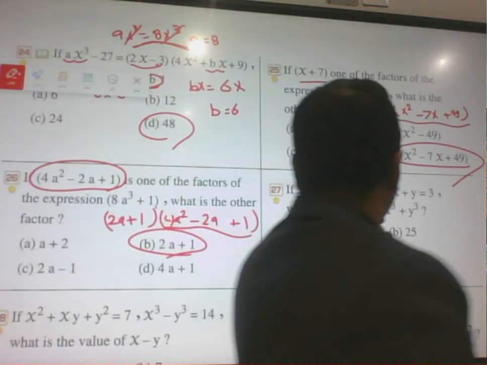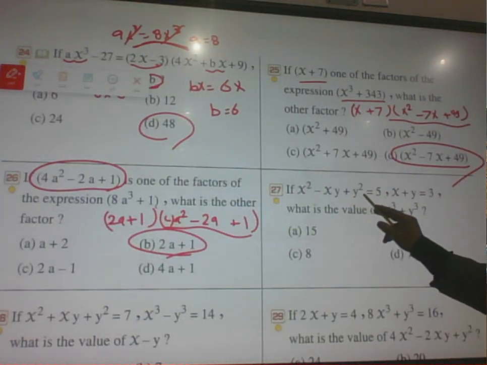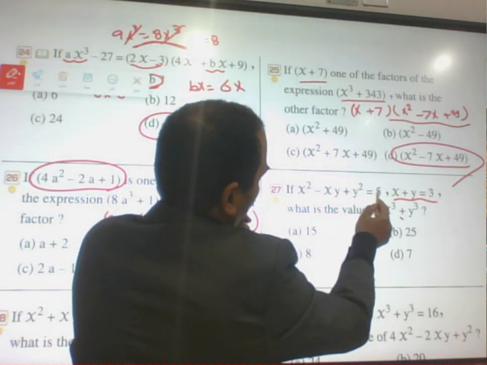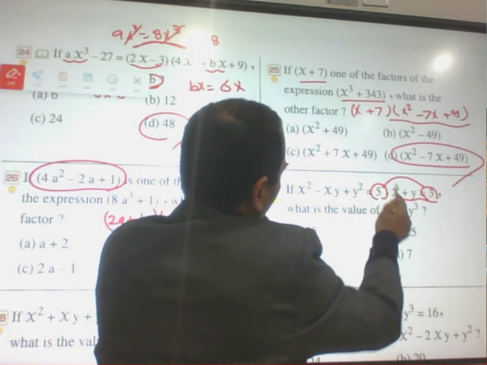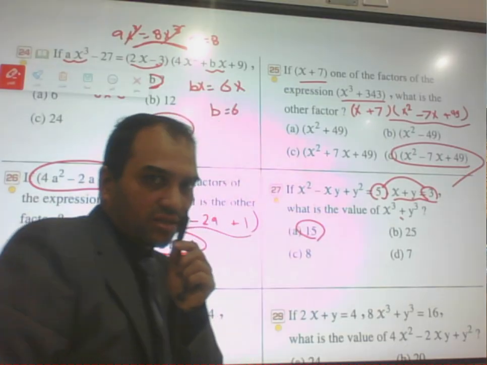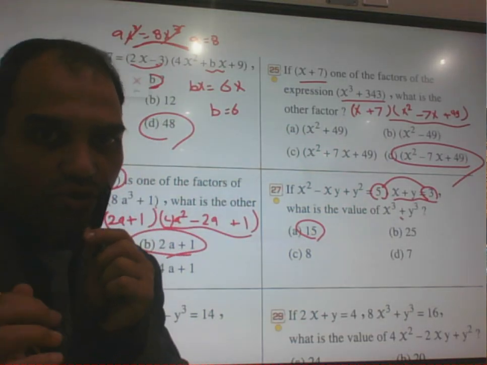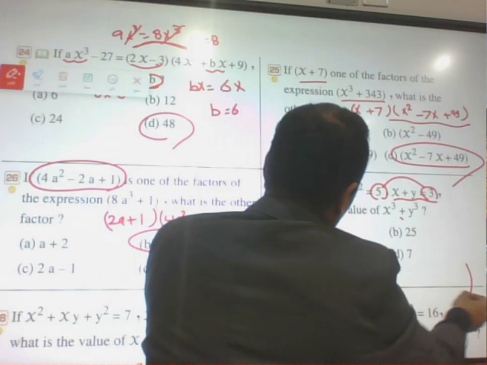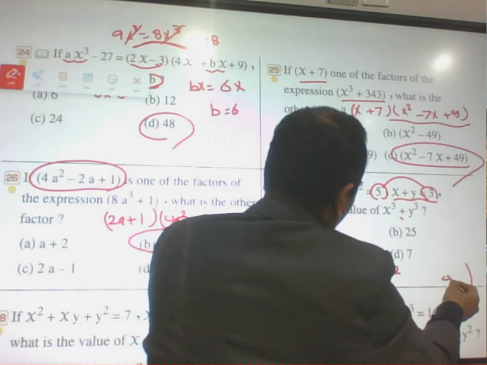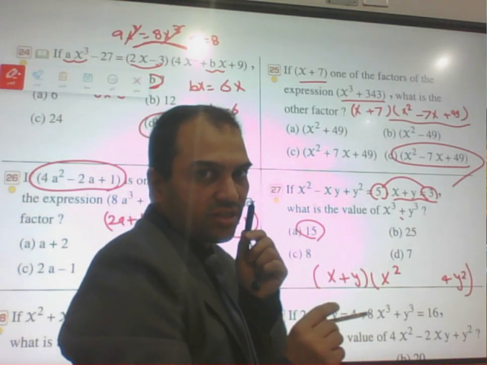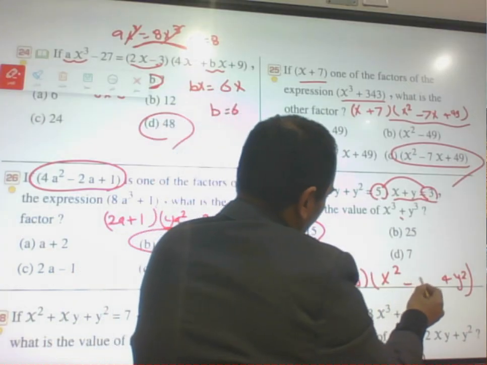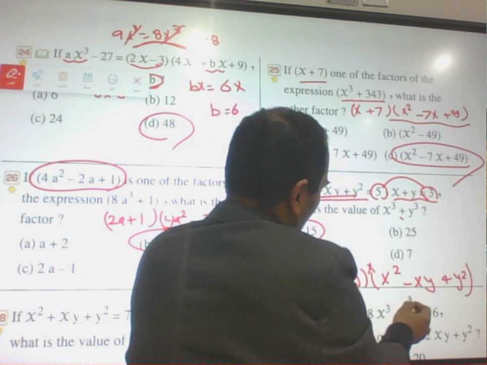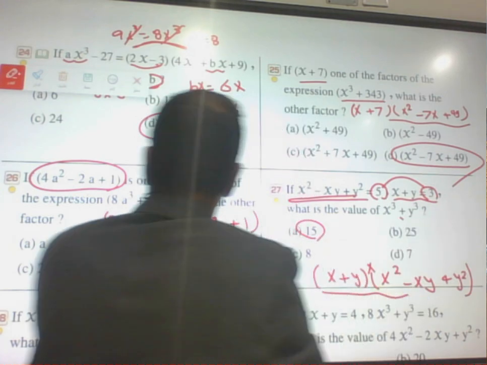Next question here: if x² − xy + y² equals 5 and x + y equals 3, we can find the product between the two factors. This factor and this factor multiplied together will be 15, because if we factorize the expression into two brackets, the first will be x + y, and the second will be x² and y², and for the middle, multiply the first and second and change the sign between them, right? Negative xy. So he gives me the value of the first and second factor, and the product between them is 3 times 5, equal to 15.